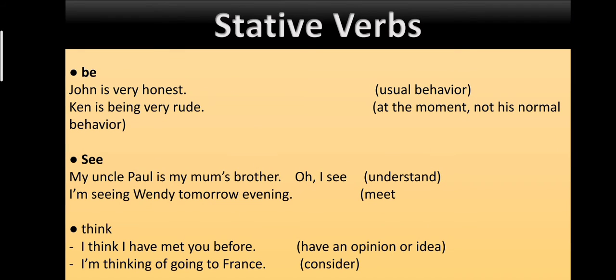So as I told you before, there are some stative verbs that can be used in the present continuous. For example, the verb to be. John is very honest, so this is his usual behavior. Ken is being very rude, so this is only at the moment and it's not his normal behavior. Next we have the verb see. When it means to meet someone, we can use the present continuous, but when it means to understand something, we cannot use the present continuous with this meaning.